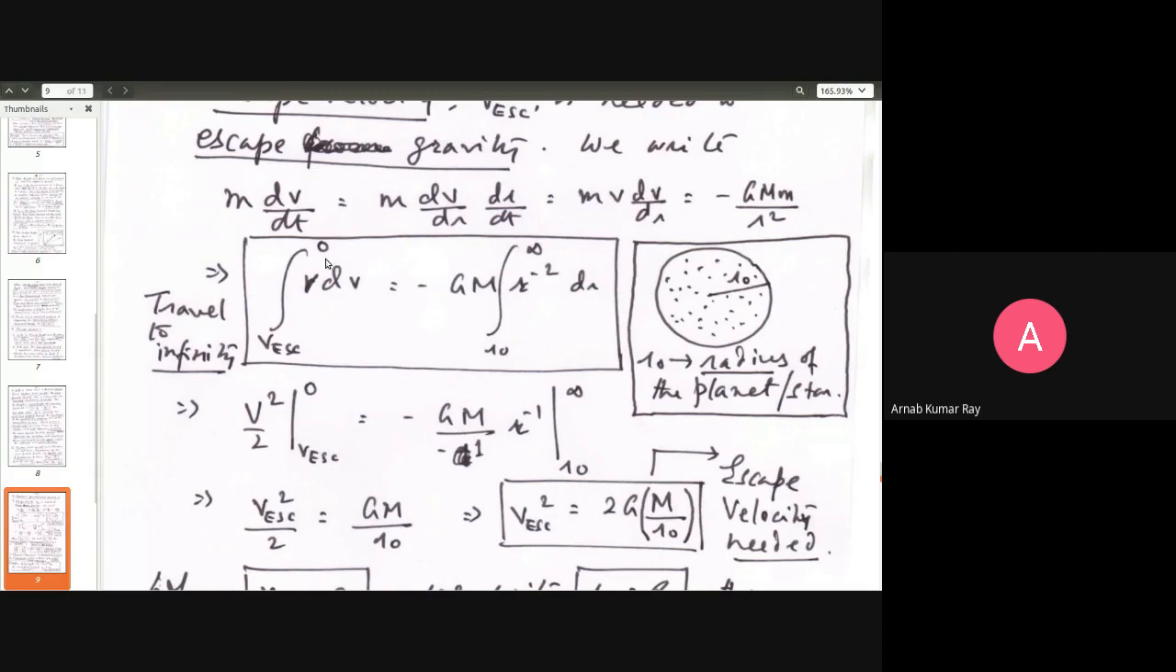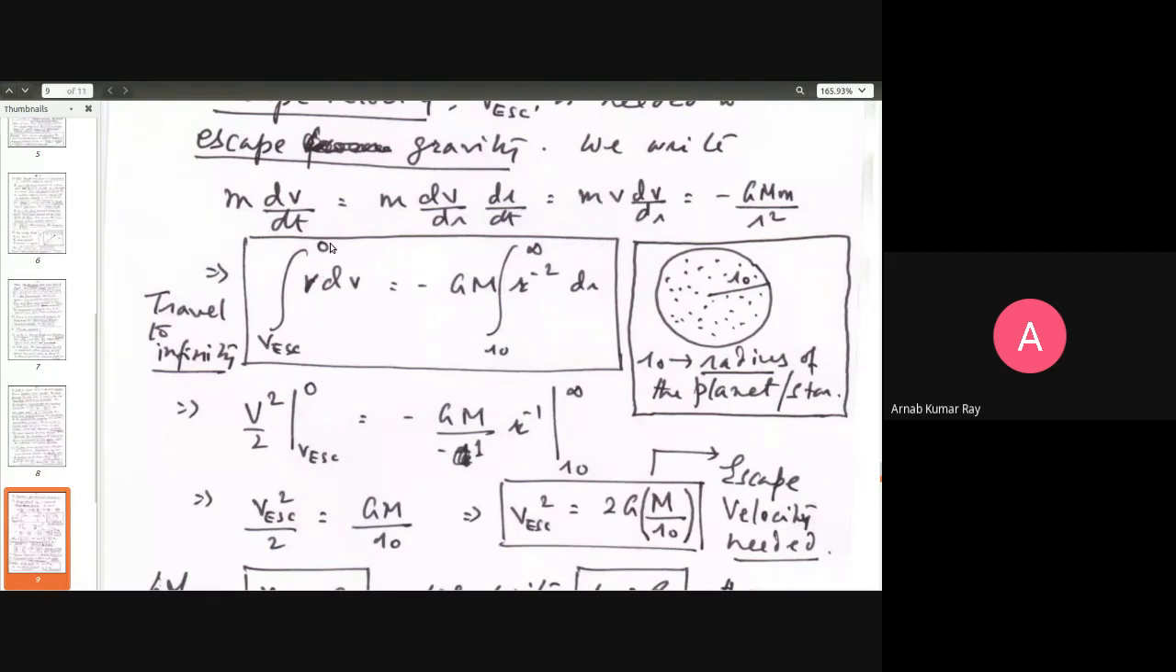Then you can apply integral calculus. With the small m cancelled from both sides, on the left-hand side you have v dv, starting with the escape velocity, and on the right-hand side you have minus G M by r squared, starting from the radius of the Earth. R naught is the radius of the Earth. At the radius of the Earth, you have imparted an escape velocity. What is the escape velocity supposed to do? With that energy, the particle will completely go out of the Earth's gravity.